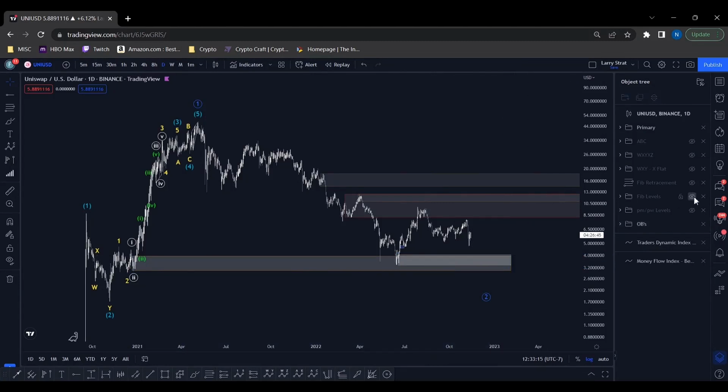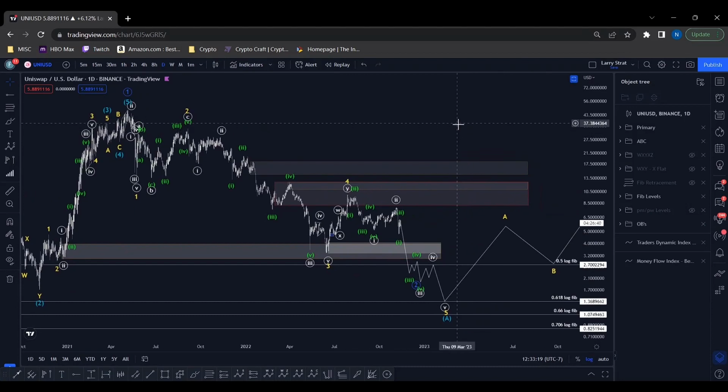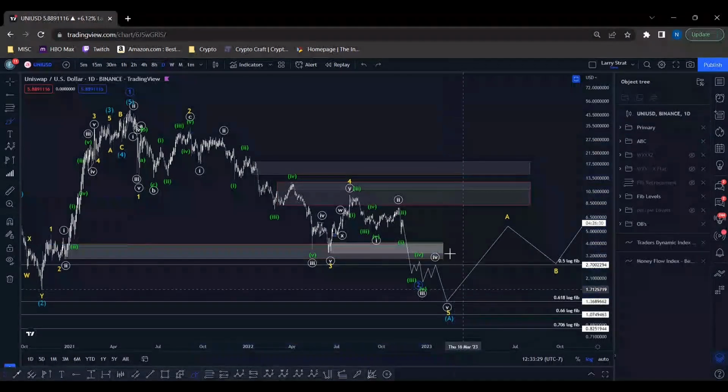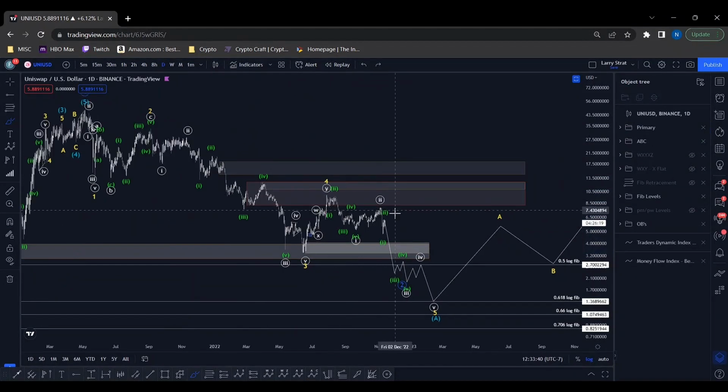So for this one, we have a 1 into a 2, down for a 3, up for a 4, and down for a 5. This one does have great alternation too, because we have a long regular flat, and then a quick WXY for the 4, and then we're working on that final impulse down for a 5.